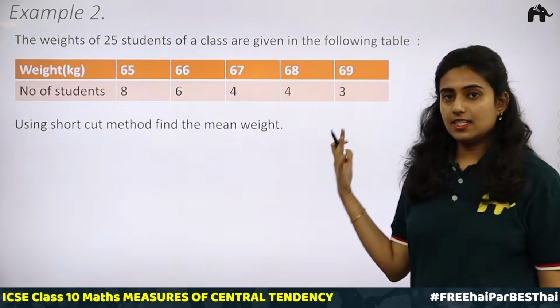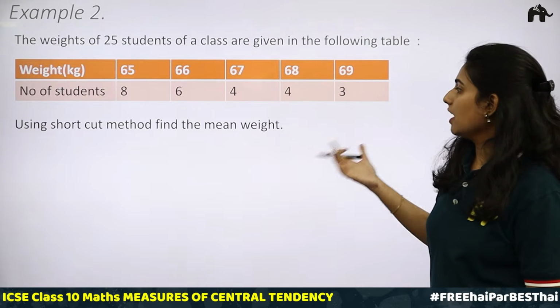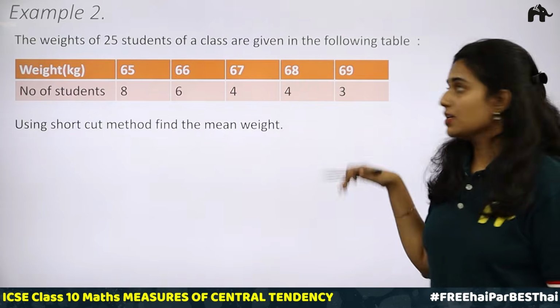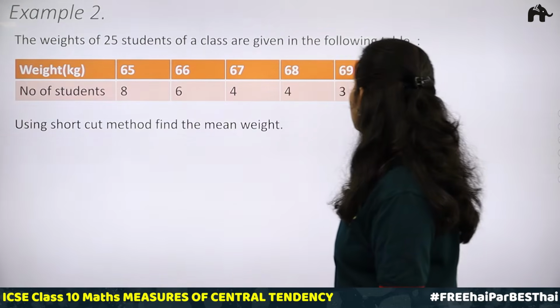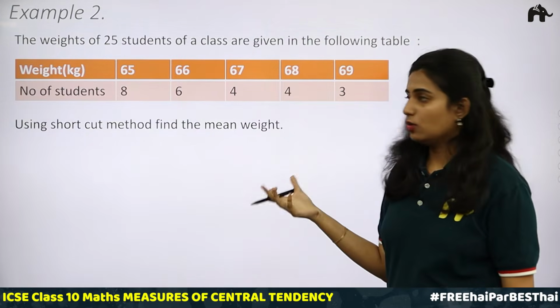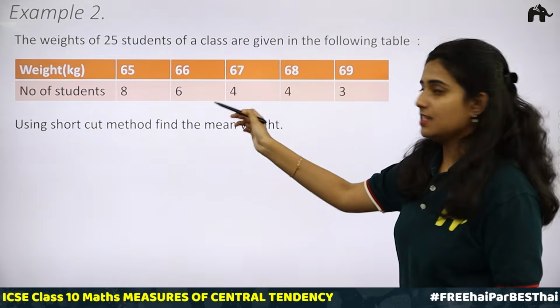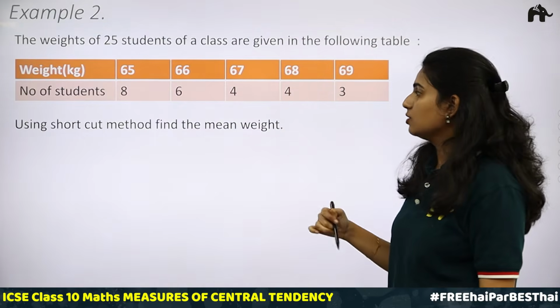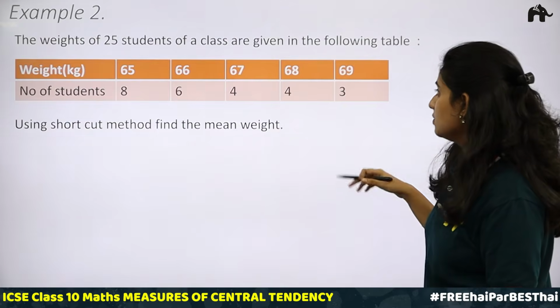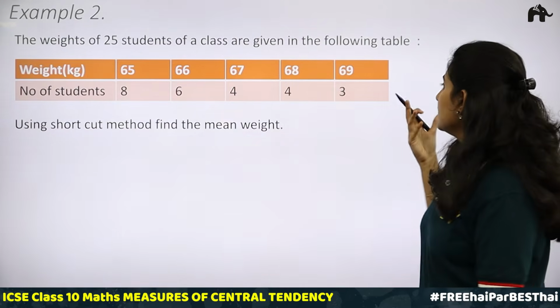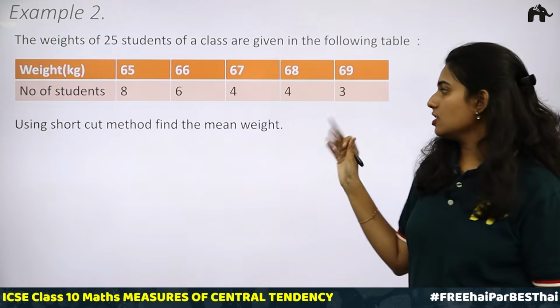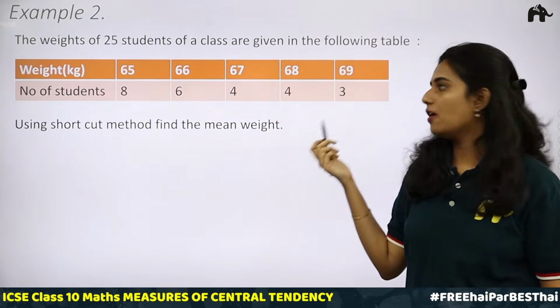Let us take an example. Example 2, here we are using the shortcut method. The weights of 25 students of a class are given in the following table. Weight in kilogram and number of students: 65 kg 8 students, 66 kg 6 students, 67 kg 4 students, 68 kg 4 students, 69 kg 3 students. So using shortcut method, we have to find the mean weight.